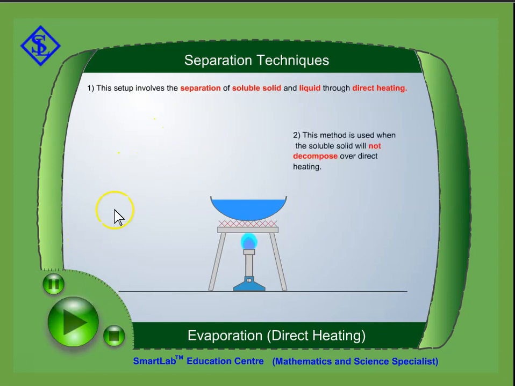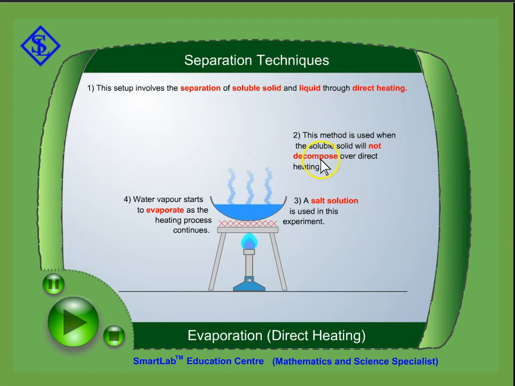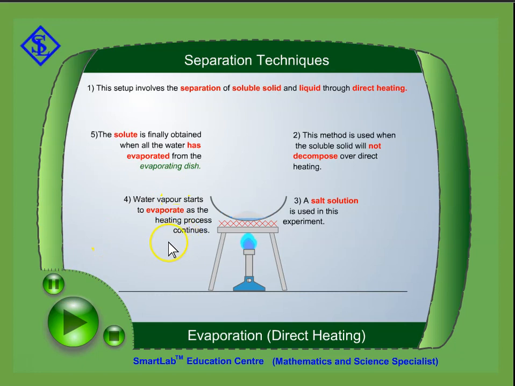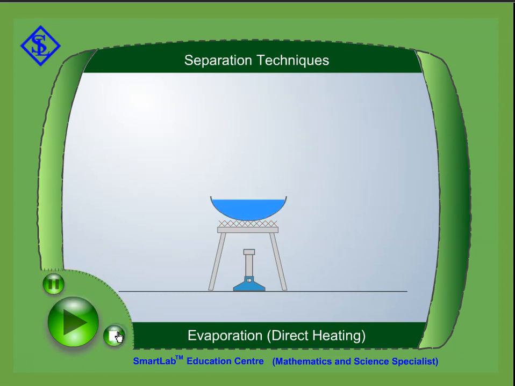If you look carefully here, this setup will separate the soluble solid and liquid through direct heating. This method is used when the soluble solid will not decompose over direct heating. Just now, some of you might have been asking, why did we not put the evaporating dish with the sugar solution directly above the flame? That's because sugar decomposes with direct heating. Since it decomposes, it is not advisable to use sugar solution directly over the flame. That's why we used a beaker with water to form a water bath.